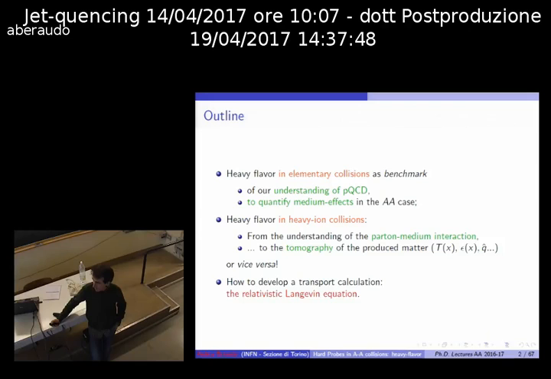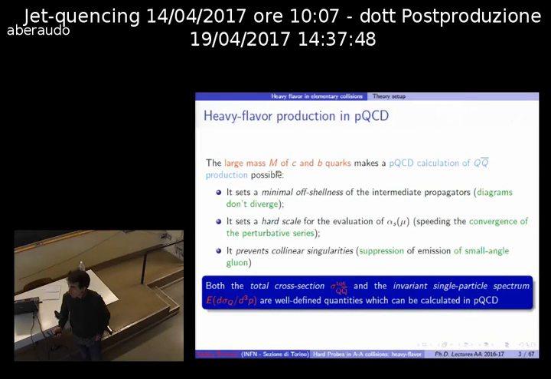the parton-medium interaction, and in particular, once we have a correct description of this parton-medium interaction, to perform a tomography of the matter that we have produced in this kind of collisions, in particular to understand the temperature, the energy density, the transport coefficients of the medium. And the tool that we will use to do this will be an equation which is called the relativistic Langevin equation, which is, as we will see, a kind of transport equation.